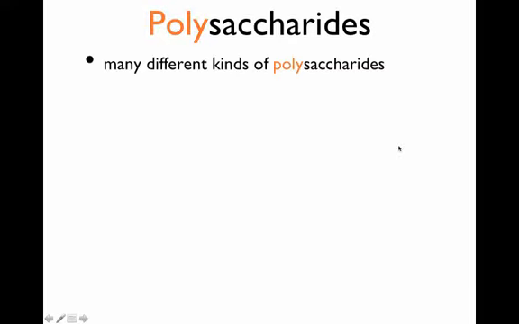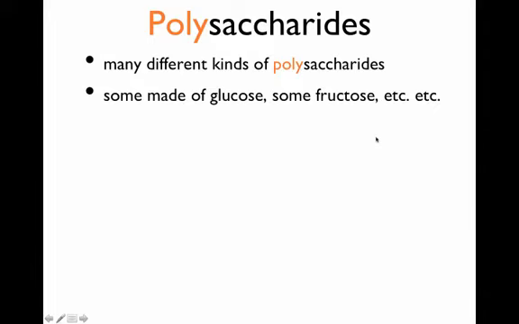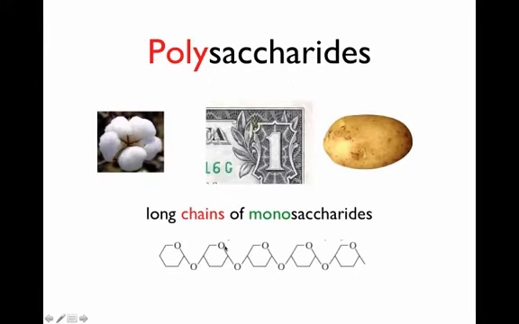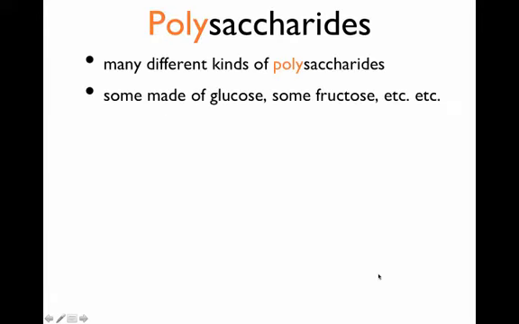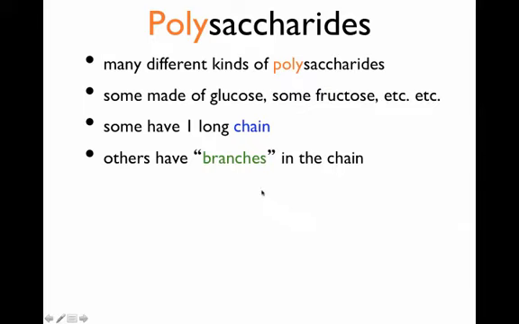There are many different types of polysaccharides out there in the real world. Some are made of polymers of glucose. Some are made of polymers of fructose. If you can think of a monosaccharide, there is probably a polysaccharide out there that is made of it. Sometimes polysaccharides have one long chain, and I was showing you an example of that here. This is just a cartoon version of a polysaccharide that has one long chain. That's not always true. Sometimes polysaccharides can have branches in the chain, so they can have multiple chains chained together, if you want to think about it that way.